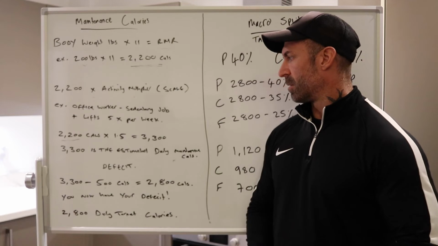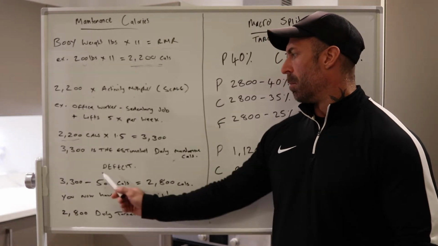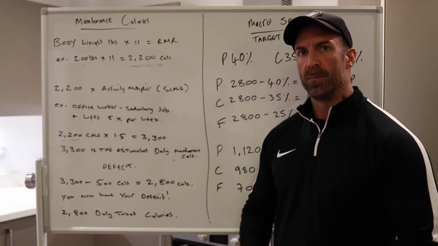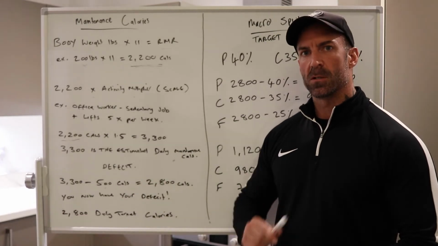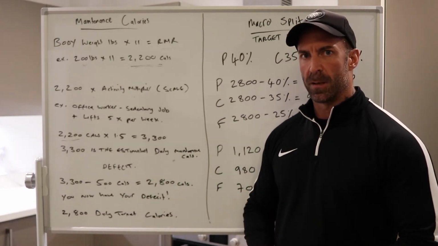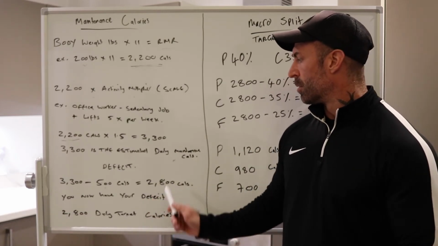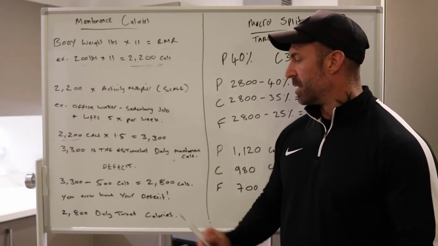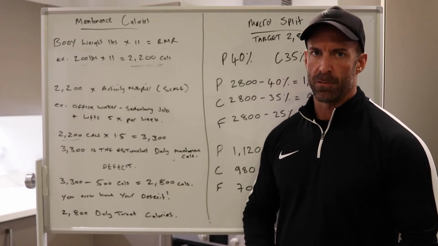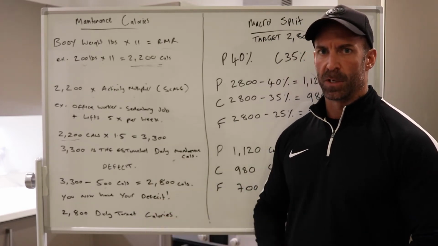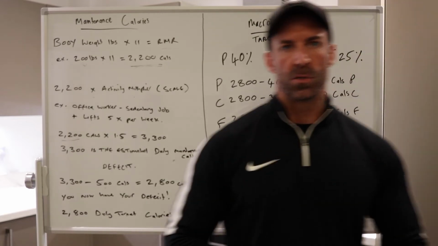So we take our 3,300 calories minus 500 calories from it. The 500 calories that we're deducting from it is your deficit. This gives us 2,800 calories. The 2,800 calories is now your daily target calories. Once we have this figure, we then need to put it into a macro split.